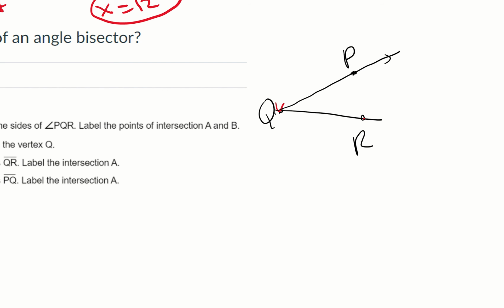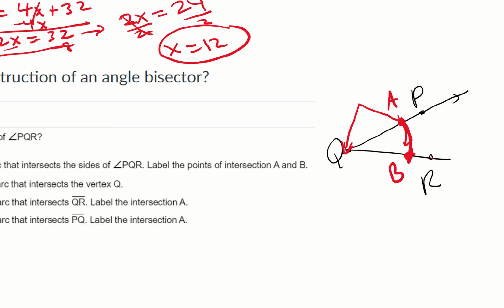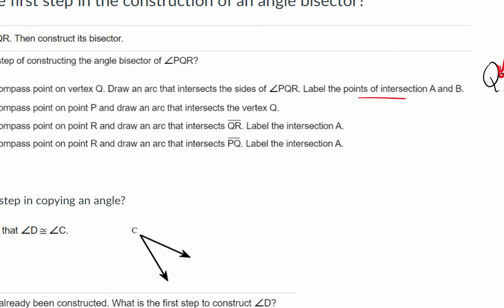Well, what they did is they put the compass on Q, and then they adjusted the compass however way they like. They didn't adjust it to P, they adjusted it to somewhere else. And then they drew an arc. Okay, so then they drew an arc, and then they labeled that A and B. Okay, and that was essentially what I told you needed to do. You needed to take the compass and then draw an arc. The arc may not be P and R, it may be somewhere else. Okay, I just happened to draw it in P and R. Okay, so label the points of intersection A and B.